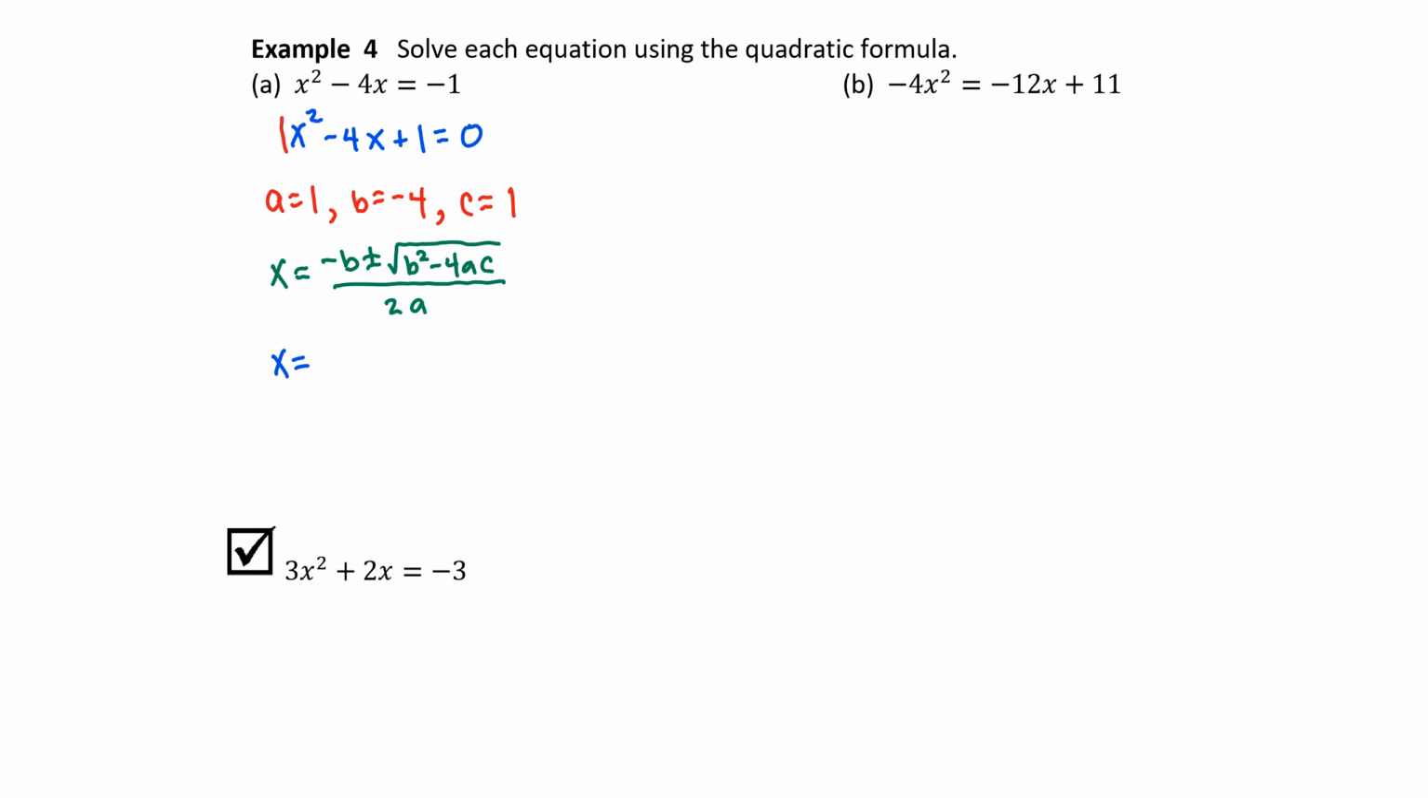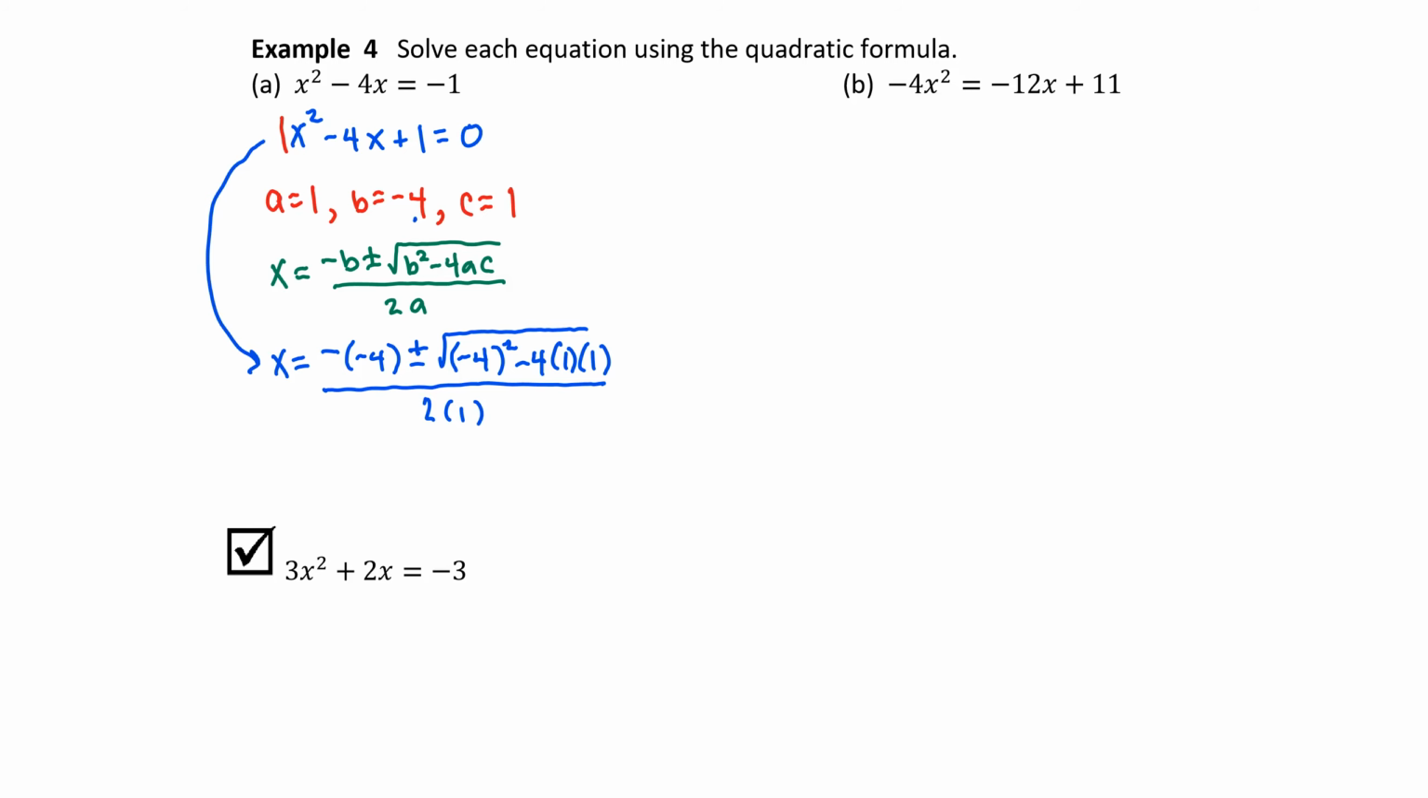So our solution to our equation is x equals negative b. Notice I wrote the negative down from the formula. And b has a value of negative 4. So I've got one negative from the formula, and I'm plugging a negative in for b. Plus or minus the square root of b squared. Now be careful here. I want to square all of b, so I'm going to put it in parentheses. B squared is always going to come out positive. Minus 4 times a, which is 1, and c, which is also 1, all divided by 2 times a.